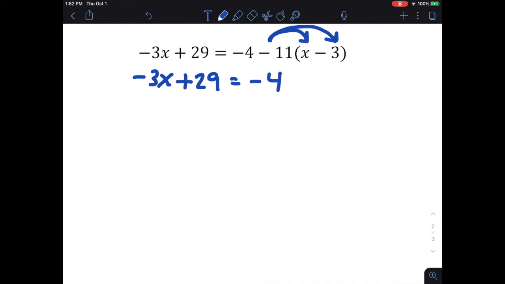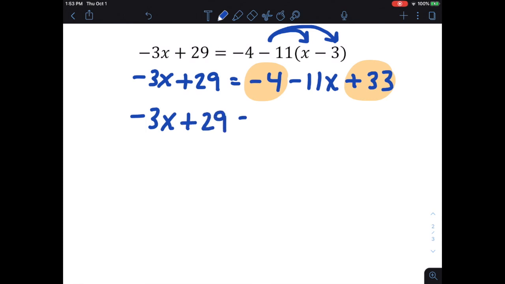And then when I distribute, this one's a little bit more challenging distribution because we're distributing a -11, so it becomes -11x. And then -11 times -3 is +33. Okay, but then I'm still not completely simplified because I've got a -4, +33, and I need to combine like terms. So I have -3x plus 29 equals -11x plus 29.